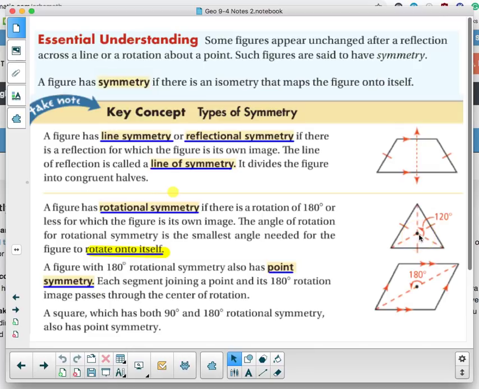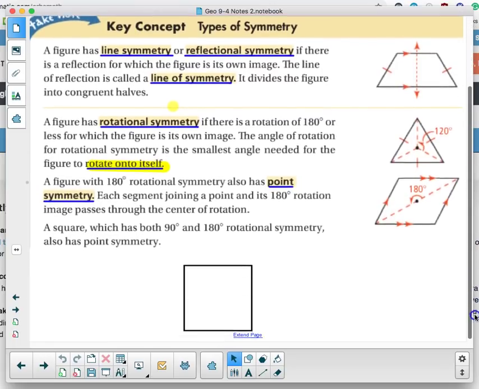Now, point symmetry is akin to rotational symmetry, because if a figure has rotational symmetry, it has a good chance of having point symmetry. It's just that the angle of rotation has to go evenly into 180 degrees. So a figure with 180 degrees rotational symmetry also has point symmetry. Each segment joining a point to its 180 degree rotation image passes through the center of rotation. A square that has both 90 degree and 180 degree rotational symmetry also has point symmetry.